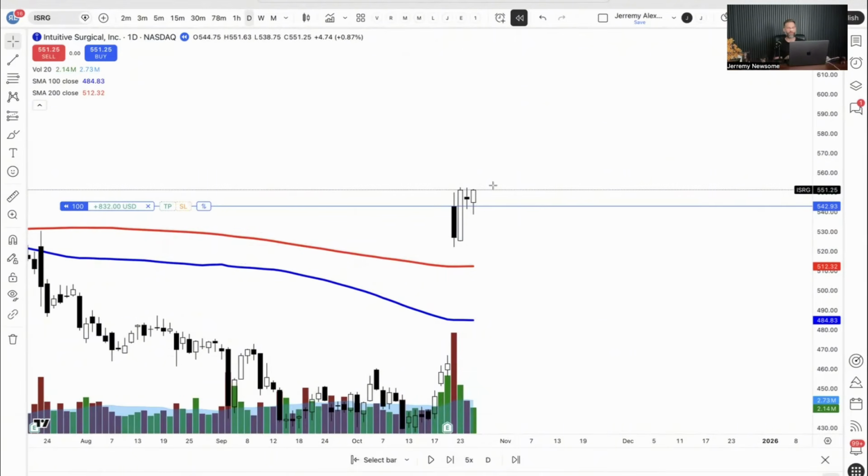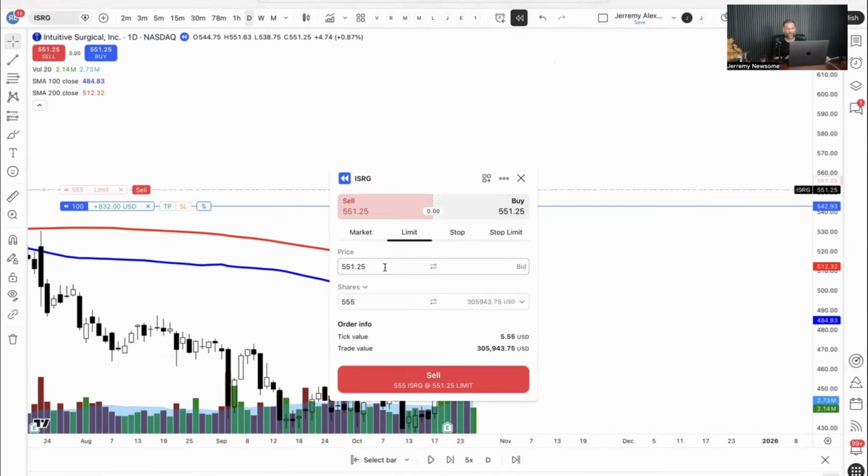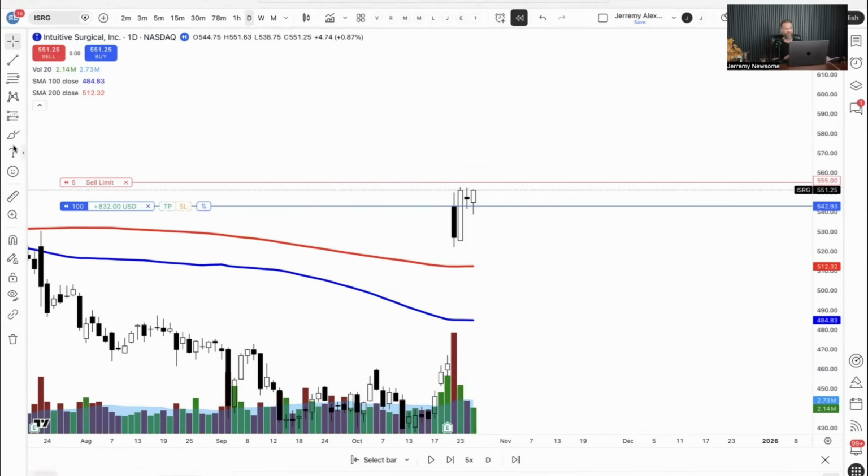I'm going to look for a push up into here. Since I already own the 100 shares, check this out. I have the ability in this back trading tool to click sell, and I can do a sell limit. So let's do a sell limit of 555 by clicking on limit 555, and I'm going to sell 5 of my 100 shares. So I'm going to put a limit like that. This is called exiting a partial.